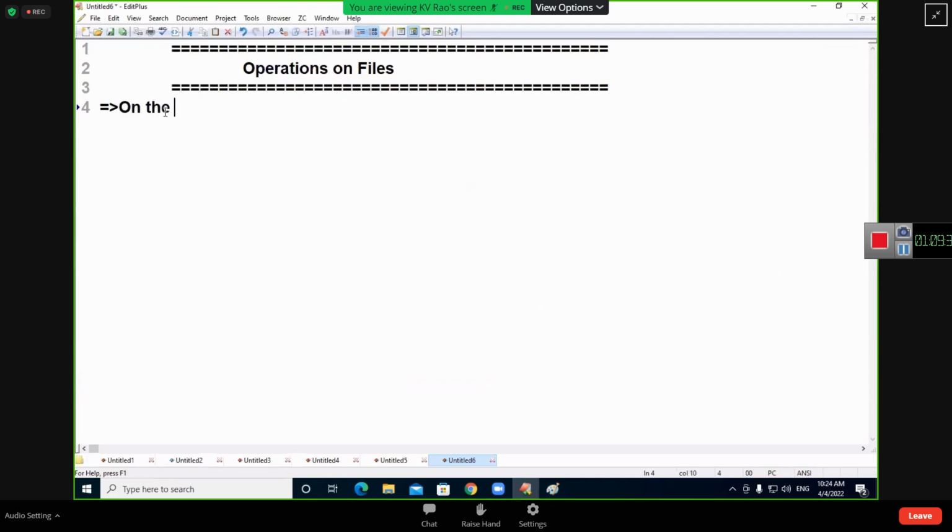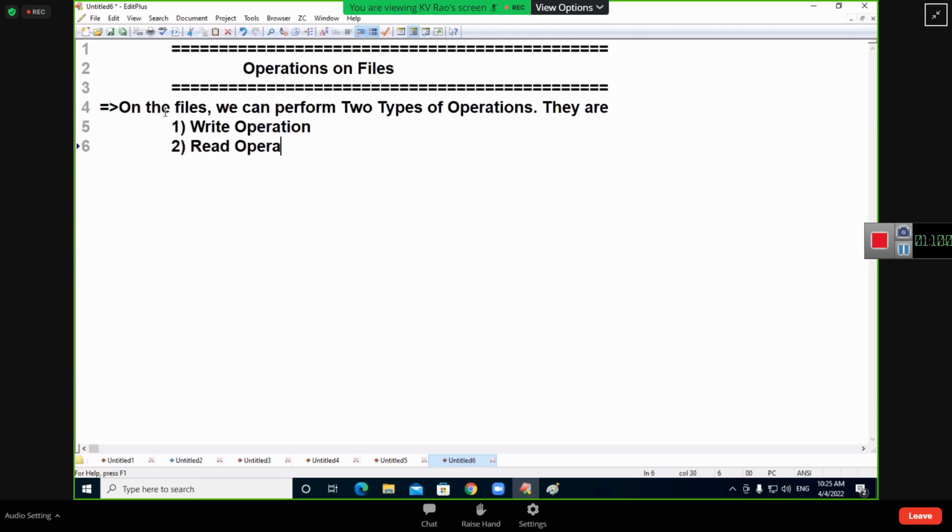On the files, we can perform two types of operations. They are, what is the first one? First one is called what? Come on, quickly. Write operation. Second one is called what? Read operation.